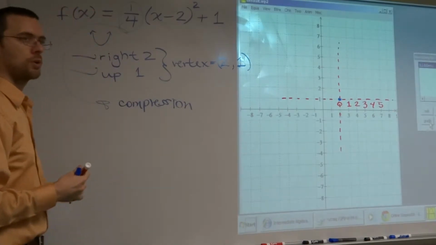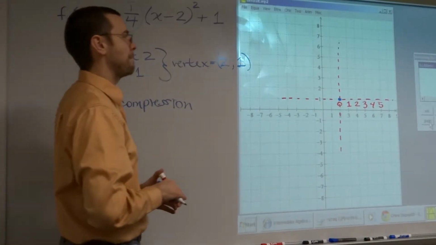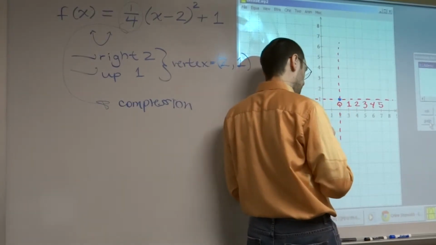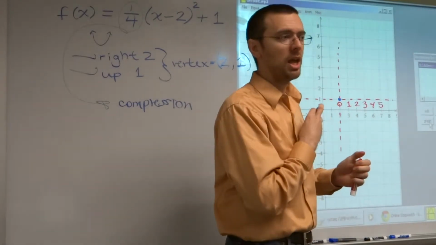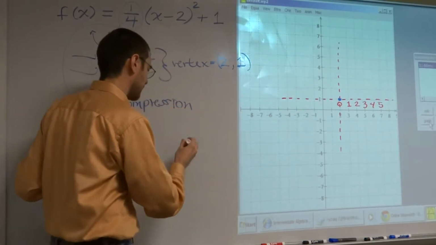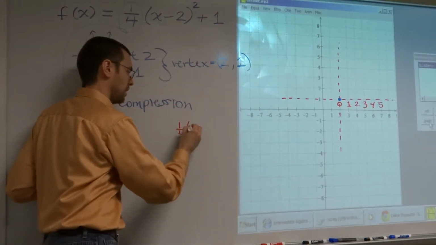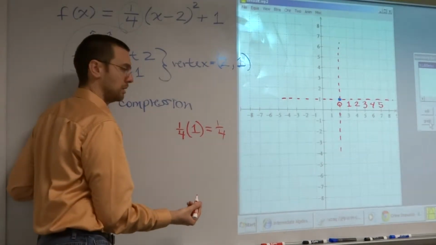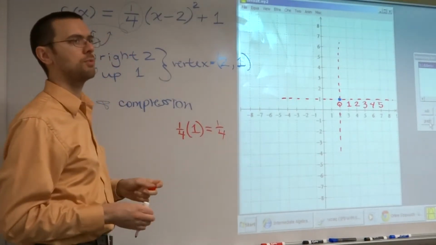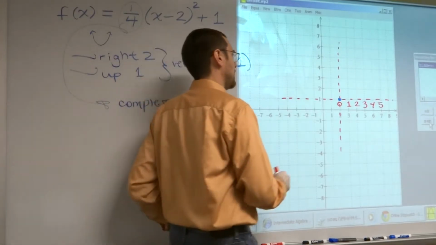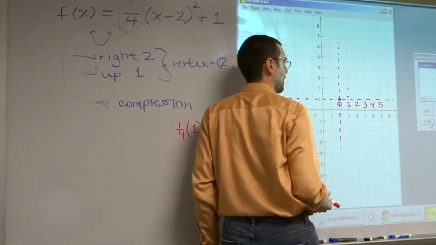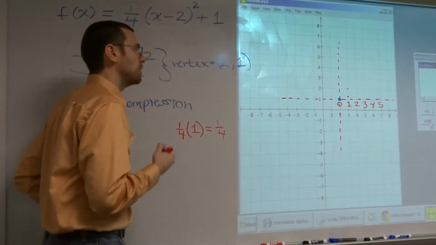So 0 squared, of course, you've got your vertex. What's 1 squared? 1, but now you have to do 1/4 of 1. And 1/4 of 1 just means you do 1 divided by 4, right? Multiplying times a fourth means dividing by 4. So instead of being up here at 1, I'm only up here at a 4. Tiny, tiny, tiny. What's 2 squared?